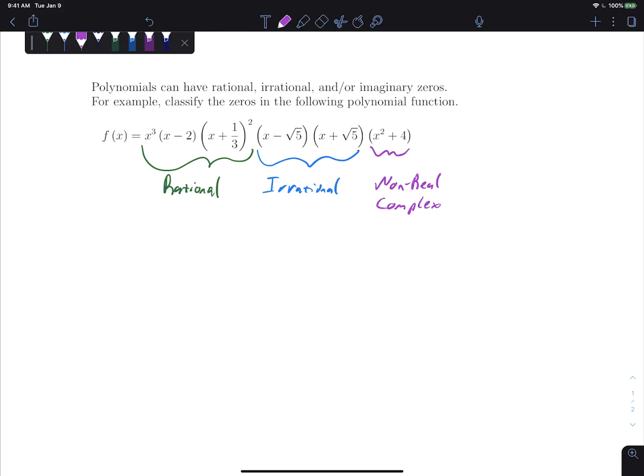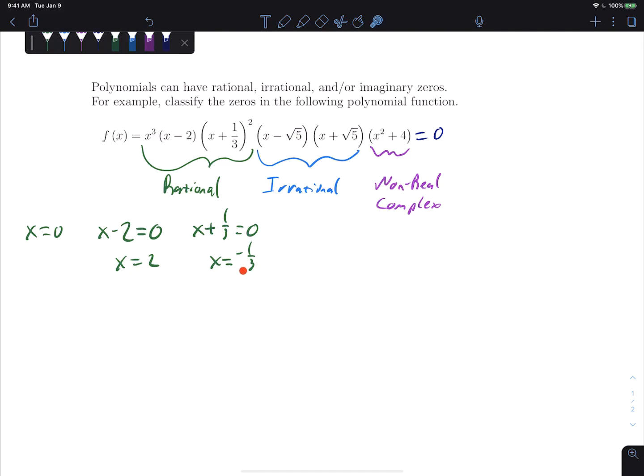Remember, when we're trying to solve something, we want to set the function equal to 0 and solve. That gives us zeros. So for the first three, notice we're not going to deal with the exponents. All we're dealing with is the base of the exponents. So the first one gives me x equals 0. The second one gives me x minus 2 equals 0. And the third one gives me x plus 1/3 equal to 0. Notice if I solve these, I have x equals 0, 2, and negative 1/3.